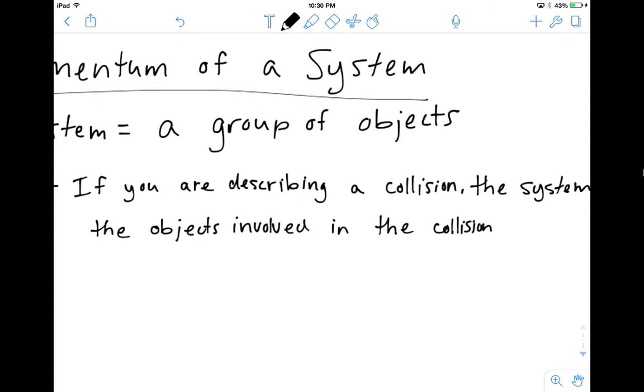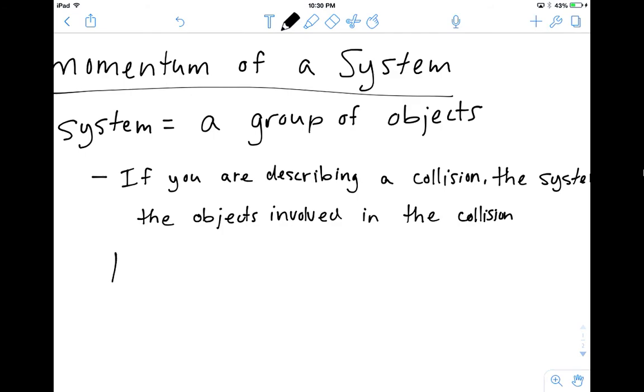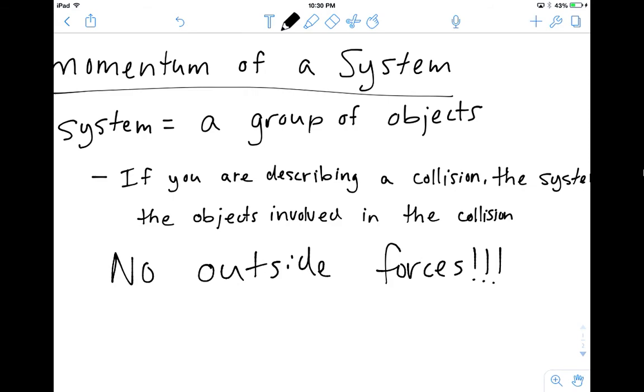And this is another one. Let's put this nice and big, okay? No outside forces. Anything that's going to exert a force on an object in your system has to be included in your system. So if wind is important, then it better be a part of your system. Because if it's going to exert a force on one of your objects, it has to be involved in your system. We don't leave any forces out of our systems.